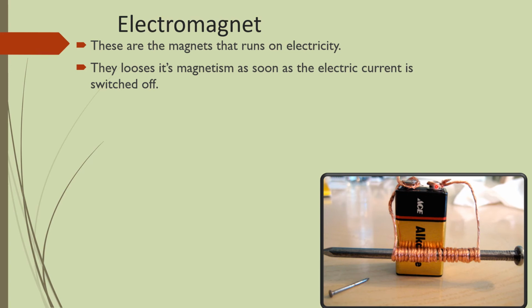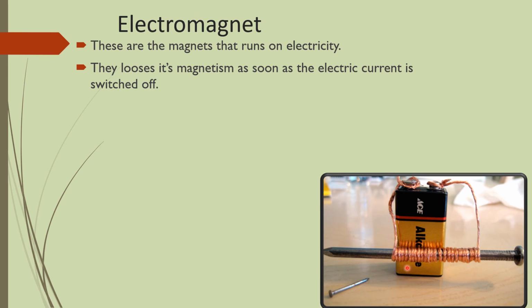When there is a connection, the current will flow, and as the current flows through the nail, it will behave like an electromagnet. It will behave like a magnet, which is a temporary magnet. Obviously it's not a permanent magnet. And if you bring any kind of magnetic material towards it, it will attract.